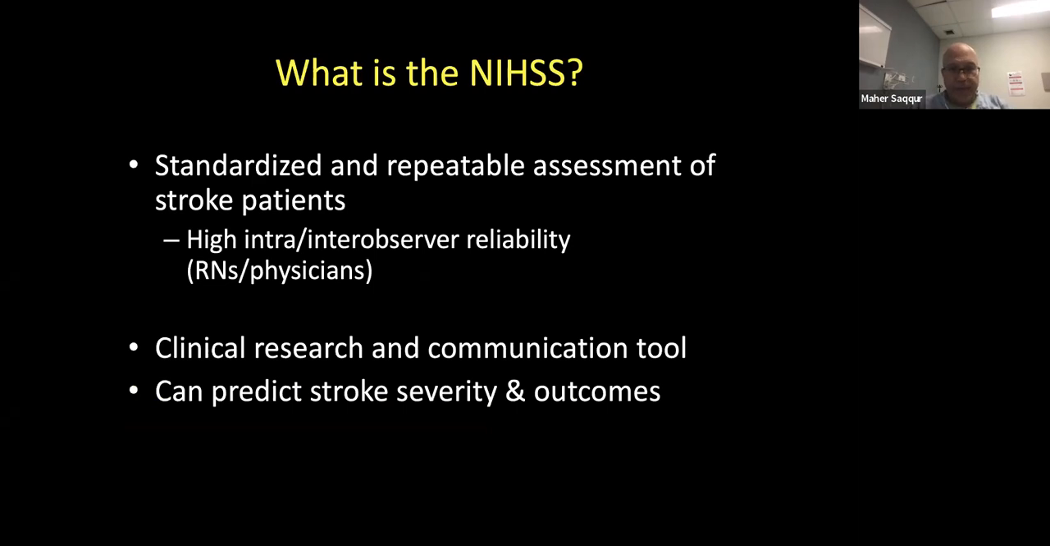So the NIH stroke scale is a standardized and repeatable assessment of stroke patients. It has a high inter- and intra-observer agreement, used in clinical judgment, in treatment, and in clinical research. And the score goes from 0 up to 30, and the higher the score, the more severe the deficit. A score of 0 means the patient is back to normal.